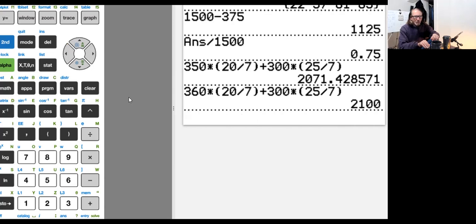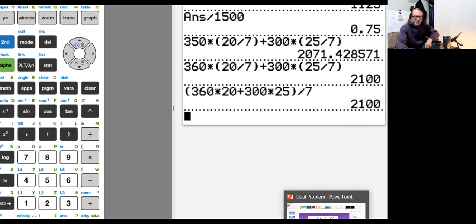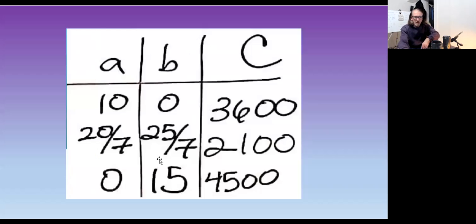Now, if doing this without much calculator use, since 7 does not go into 360 or 300 nicely, what you could have done instead is this. Since both of those have a denominator of 7, we could take 360 times 20, much easier to do even without a calculator, 300 times 25, add those together, and then divide the whole thing by 7. Same result.